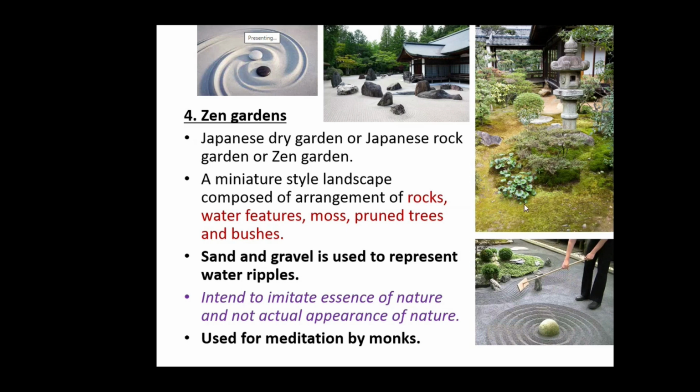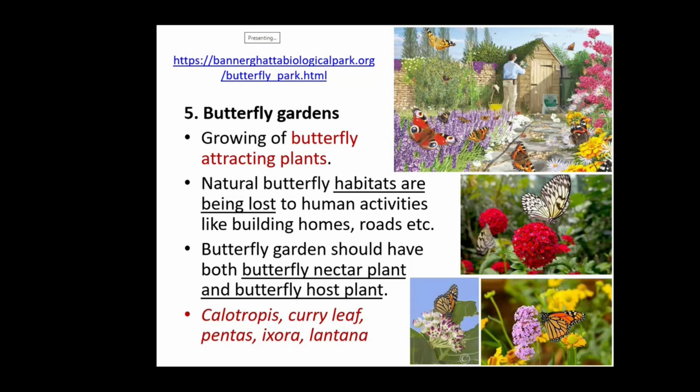In some places you can see different types. See here, you can see a little more greenery, but here very little. Here more rocks, gravel and sand, and even here they made lots of designs, kind of water ripples. Here also you can see, but these all represent Zen gardens. Zen gardens are quite easy to make and maintain. But in the Indian context we don't go for many Zen gardens, whereas in Japan and China they are much more popular. And the next one is the butterfly garden.